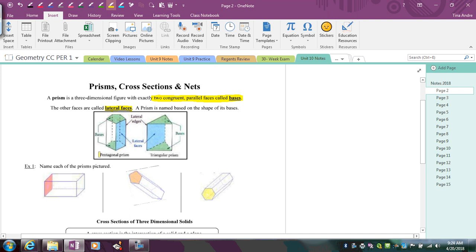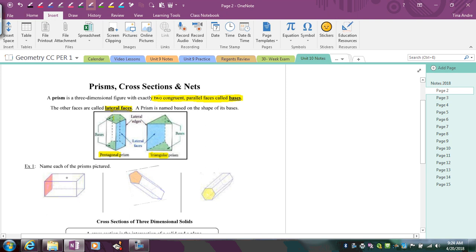Like I said, this one here is considered a pentagonal prism because the bases are pentagons. This one would be a triangular prism because the bases, the congruent parallel faces, are triangles. So we name prisms by their bases. If you look at this example, this would be called a rectangular prism because you have different rectangular bases here. I could look at the two sides as the bases, meaning I have two congruent parallel rectangles as the sides, so those could be my bases.